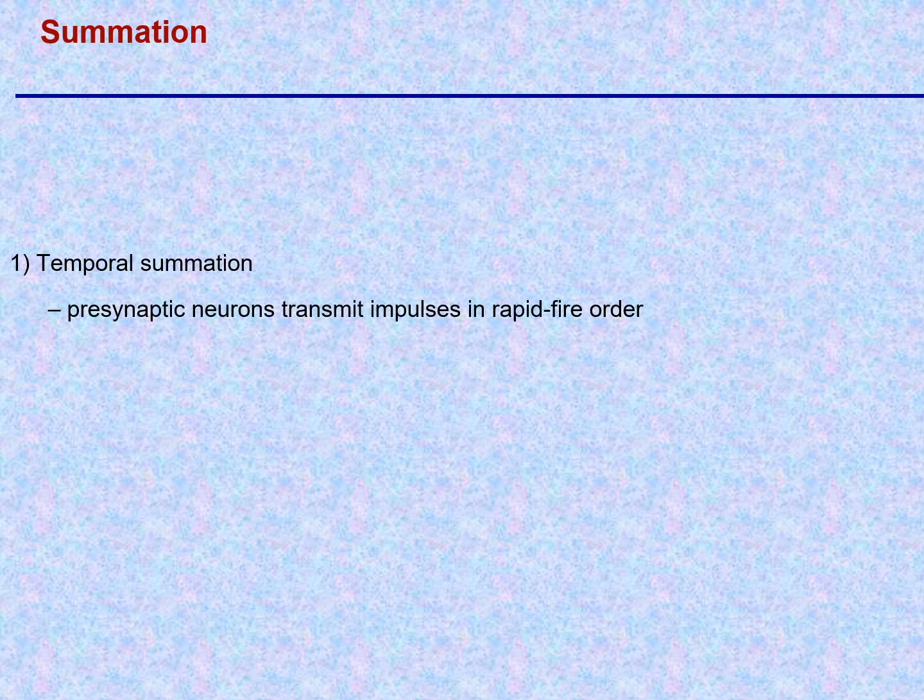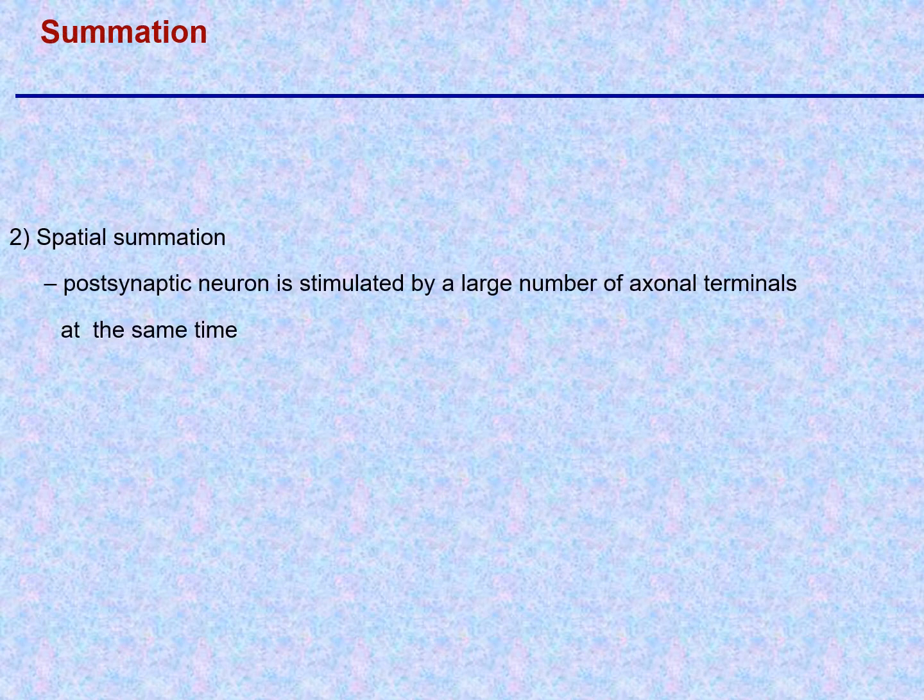Now, in terms of summation, as I said, you can have temporal summation, in which case the presynaptic neurons are transmitting impulses very, very rapidly. Action potentials are firing rapidly, so you have a rapid-fire arrival of impulses down an axon. And in that case, you could generate an action potential, or it could be spatial summation. So you can have temporal summation or spatial summation. With temporal, it's rapid fire in time. With spatial, you have a number of neurons getting stimulated. You have a number of presynaptic neurons stimulating the postsynaptic neuron. So a large number of axon terminals at the same time are stimulating the postsynaptic neuron.